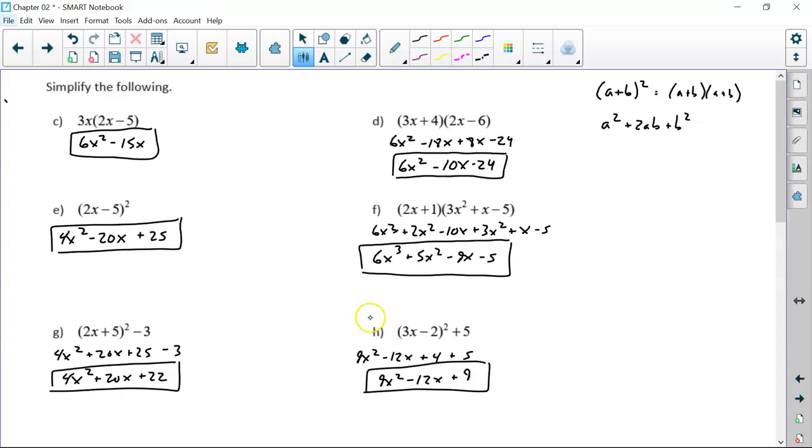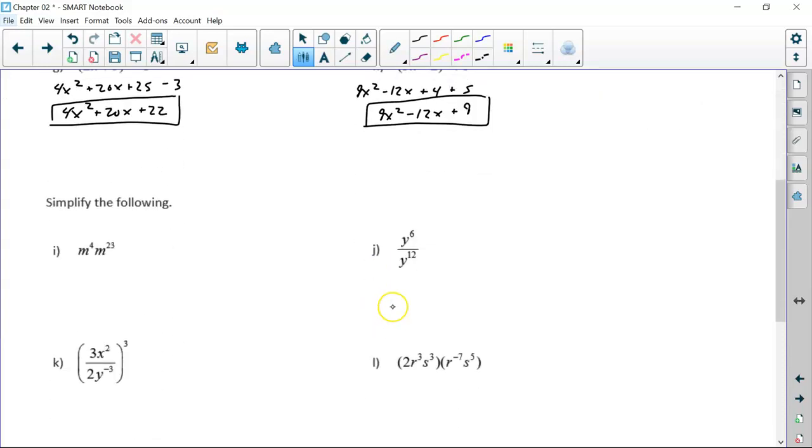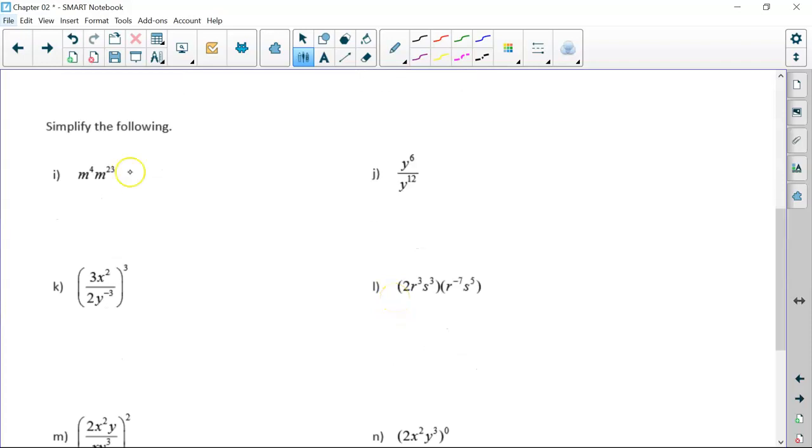Okay, now, in the next problems, we're simplifying using our exponent rules. So multiplying powers with the same base, we add the exponents. So it's m, 4 plus 23, so it's m to the 27th.